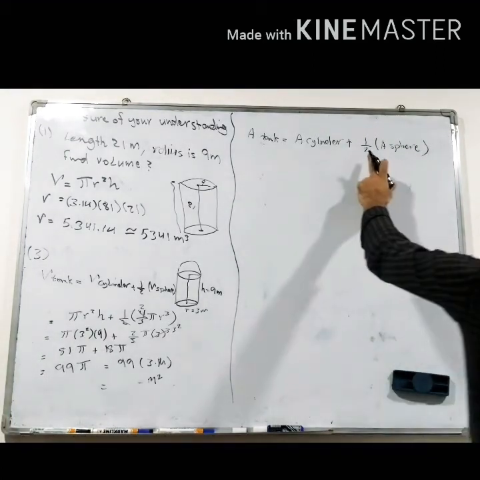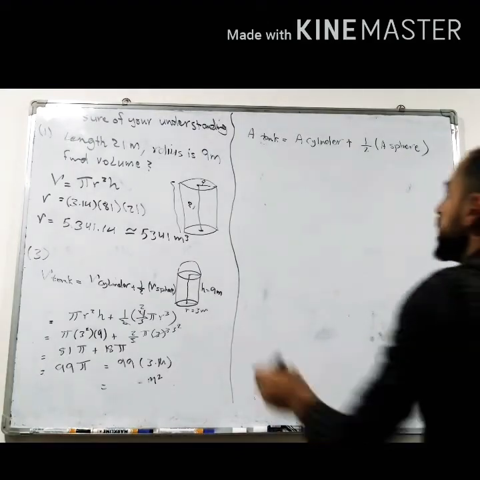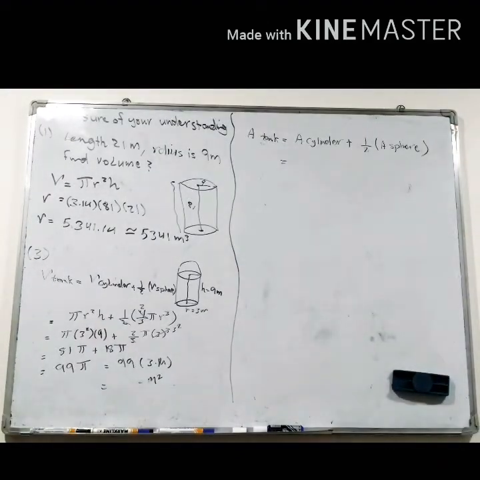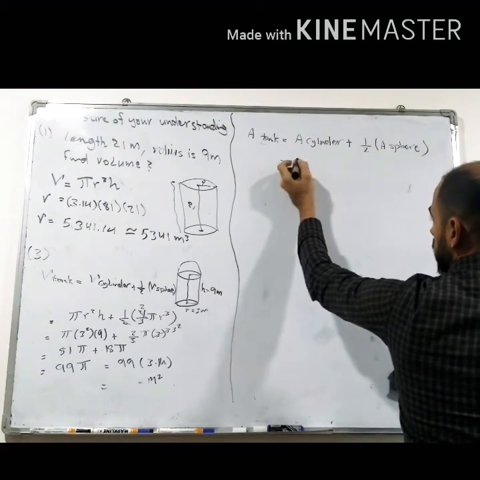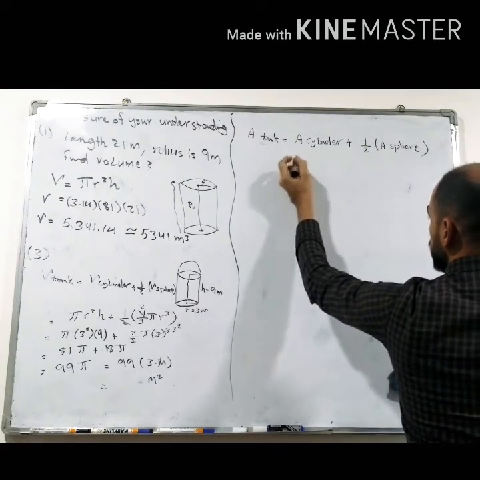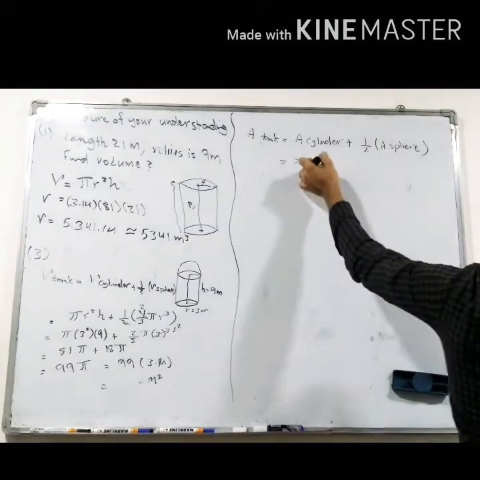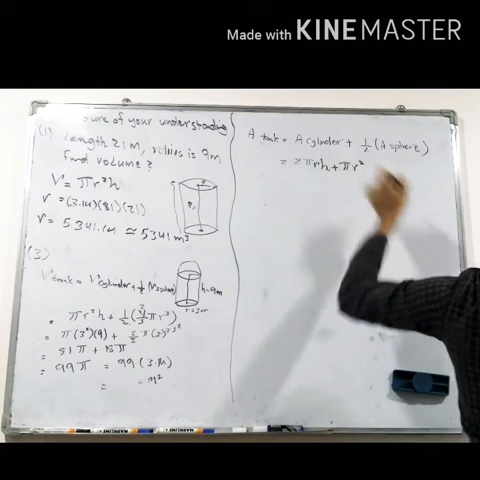Okay, why half of the area of the hemisphere? Because the hemisphere is half of the sphere. So the area of the cylinder, by substituting the law of the area of the cylinder, which is the lateral area 2 pi r h plus pi r to the power 2.